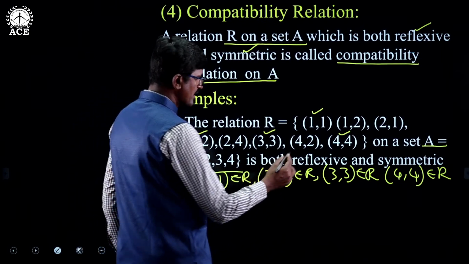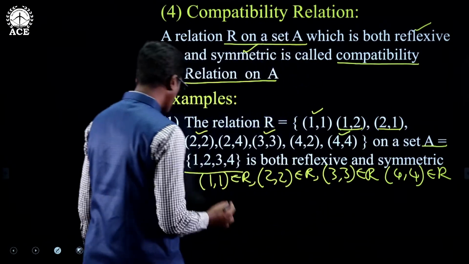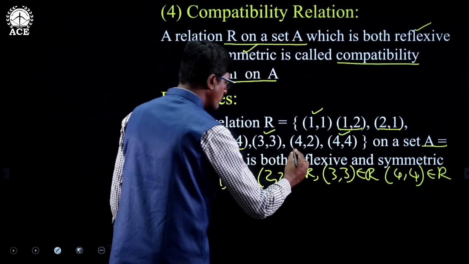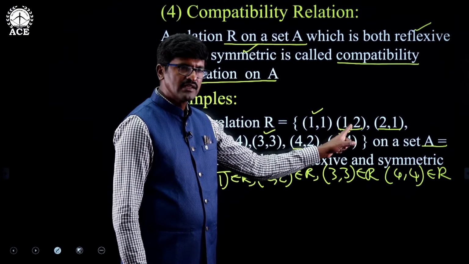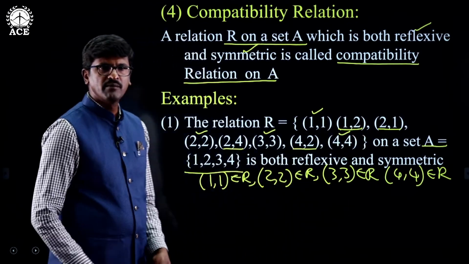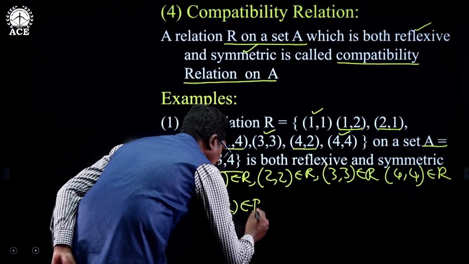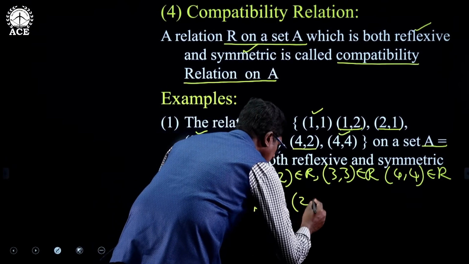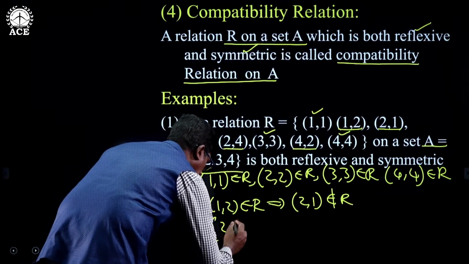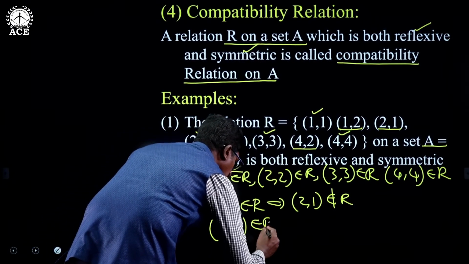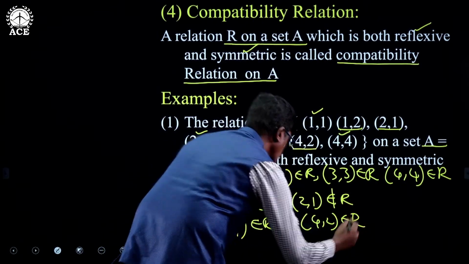Now, symmetric relation. There is (a, b), there is (b, a). (1, 2), (2, 1). (2, 4), (4, 2). That means for every ordered pair of the form (a, b), (b, a) is also present. That is, (1, 2) belongs to R implies (2, 1) also belongs to R. Next, (2, 4) belongs to R implies (4, 2) also belongs to R.